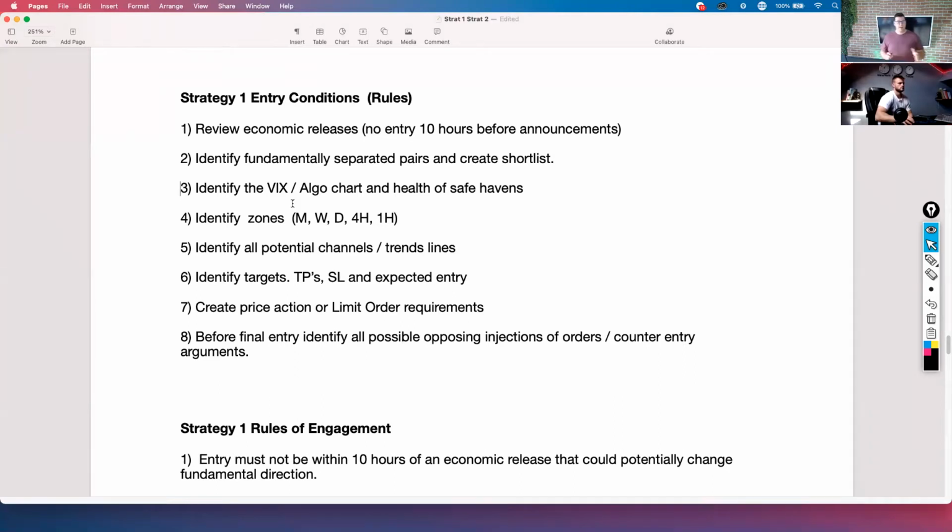So for example, if we're looking at an entry on CAD yen, that one, okay, we have to identify where the VIX is at, because we need to identify what the strength of the yen is, not just using our fundamental separation, but also other confirmations. Now, we have an algo that's coming out.